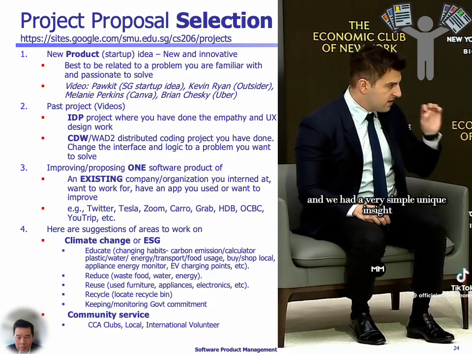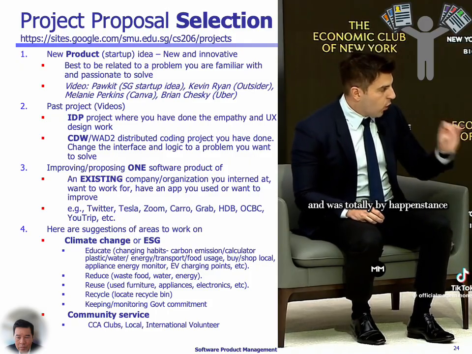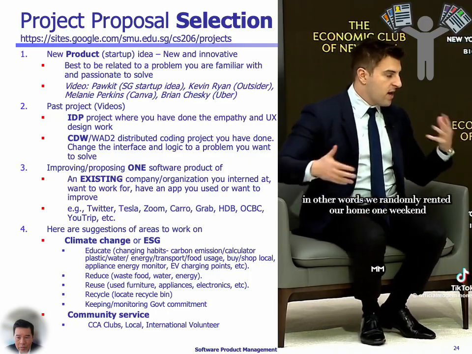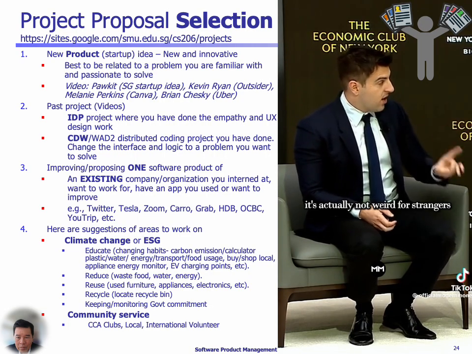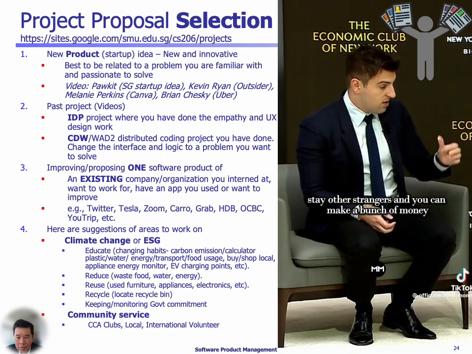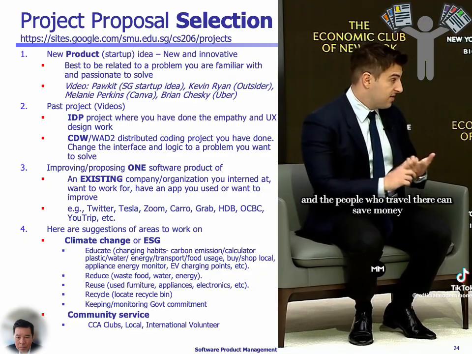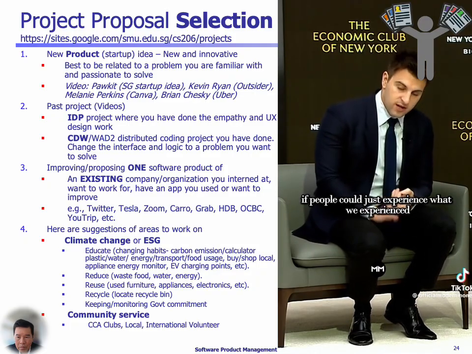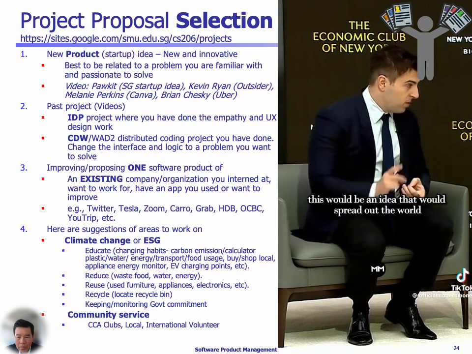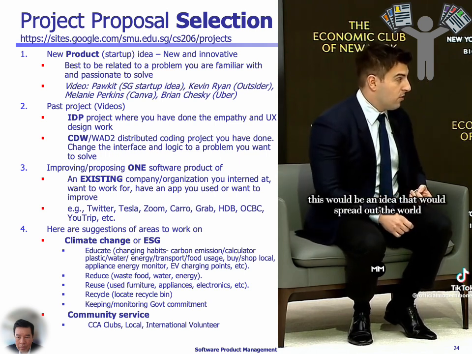And we had a very simple unique insight, and it was totally by happenstance. In other words, we randomly rented our home one weekend. And so our unique insight was, it's actually not weird for strangers to stay with other strangers. And you can make a bunch of money, and the people who travel there can save money and have an amazing experience. If people could just experience what we experienced that one weekend, this would be an idea that would spread out in the world. So that's Airbnb, Brian Chesky.